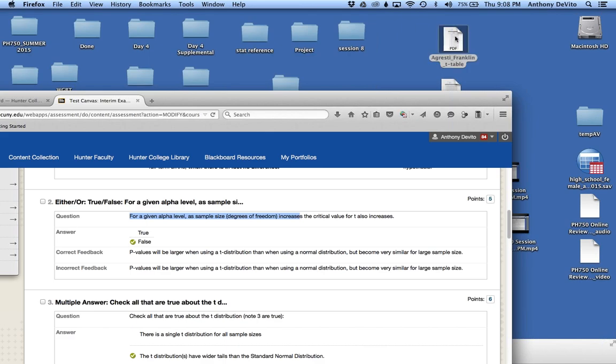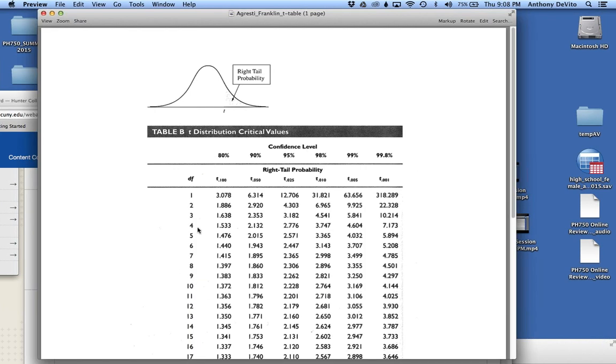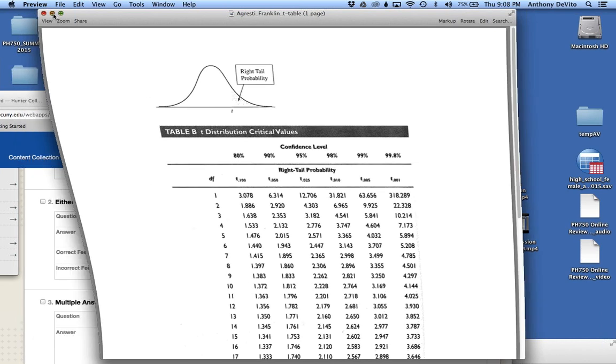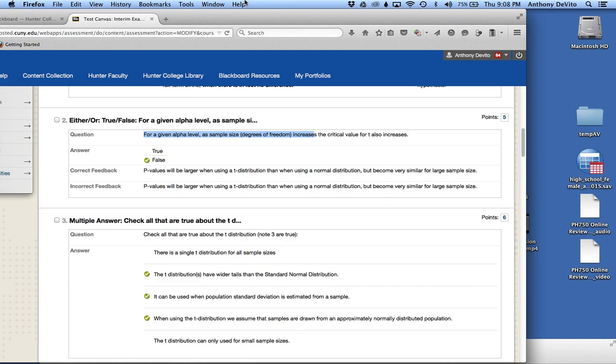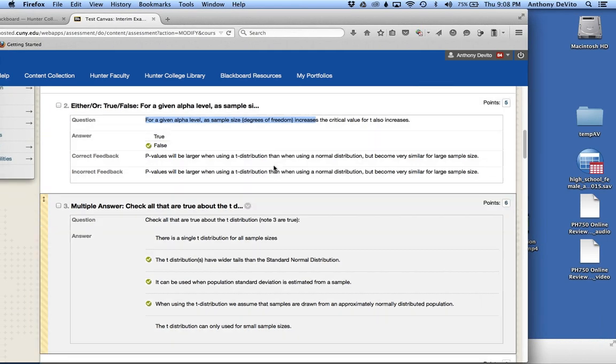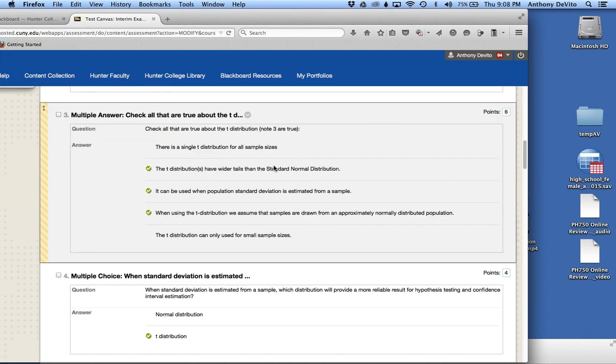And let me see if I have a T table handy here, and you can just confirm that for yourself. Degrees of freedom is just the sample size minus 1. As the sample size increases, what happens to T? T goes down, gets smaller and smaller. So you can confirm that for yourself there. Okay, in fact, you could have just on a test confirmed it by looking at the T table.